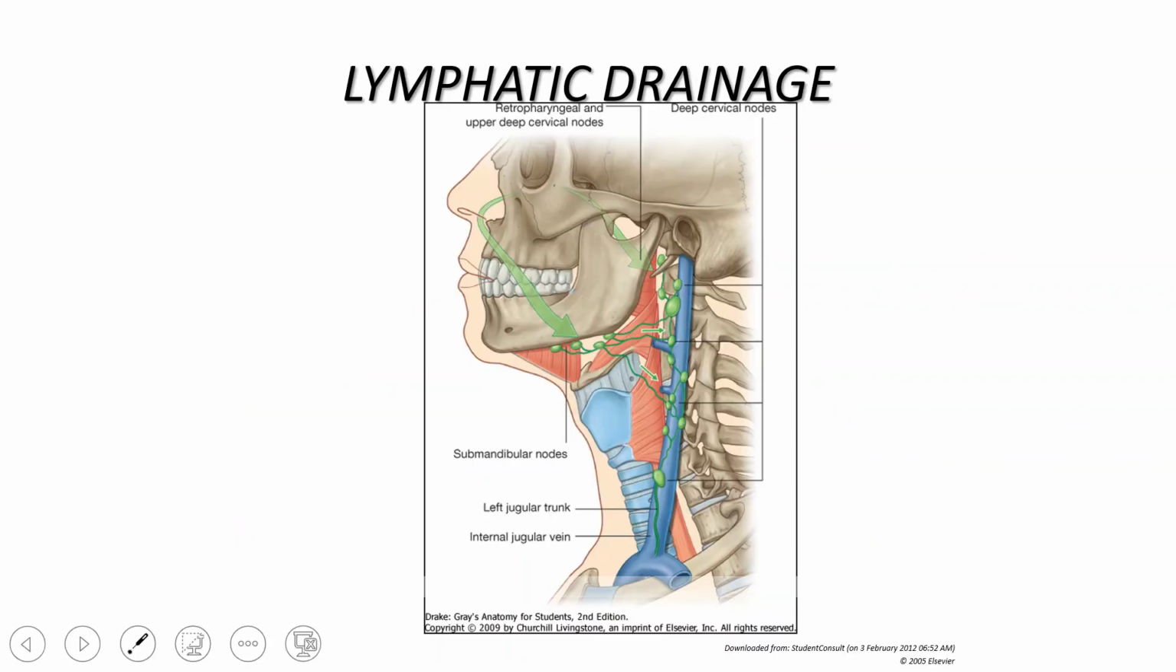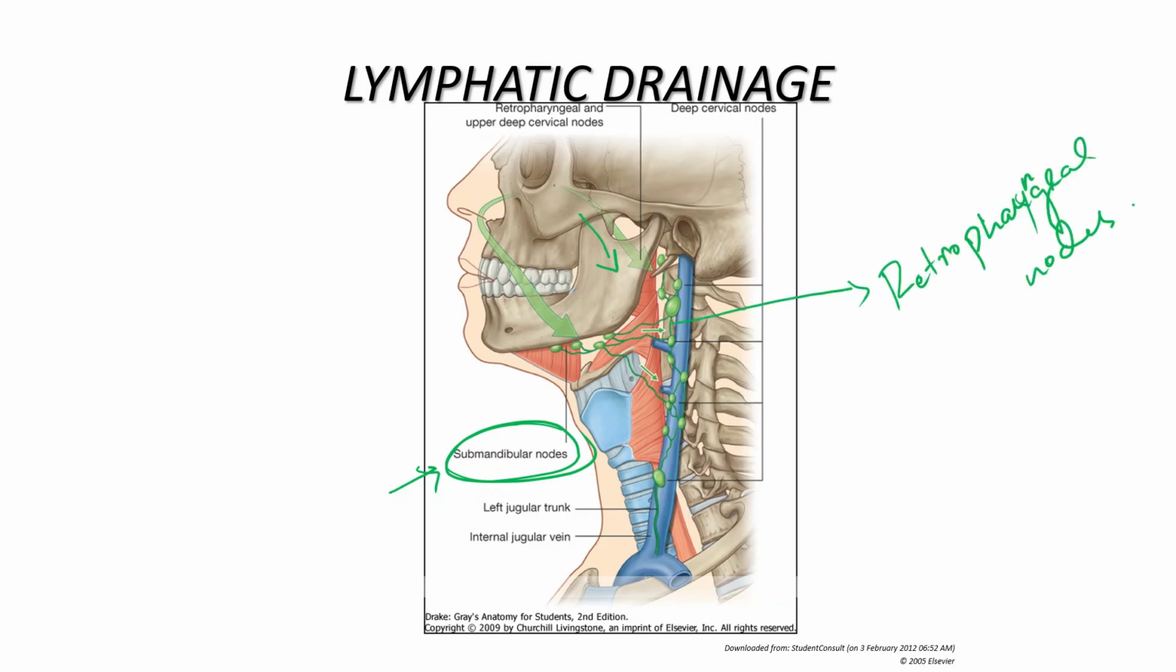Moving on to the lymphatic drainage of the nasal septum. The anterior part of the nasal septum drains into the submandibular group of lymph nodes, whereas from the intermediate and the posterior part, the lymphatics reach the retropharyngeal group of lymph nodes. So this is about the lymphatics.